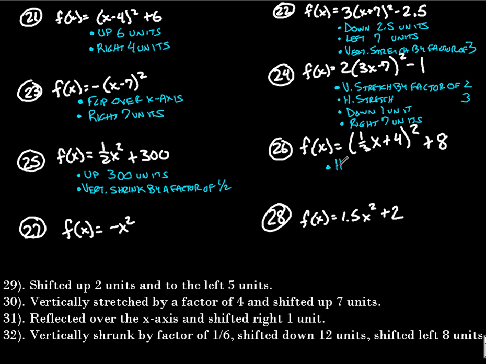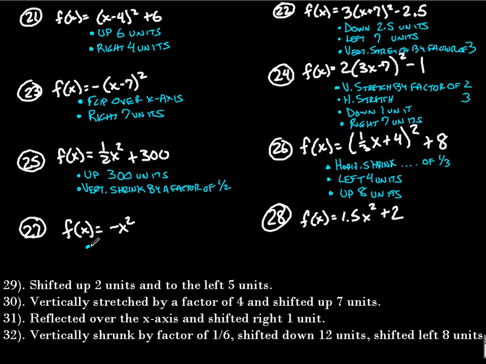Number 26, let's start with this shrinking here. We have another fraction. This is going to be a horizontal shrink, and it's going to be by a factor of 1/3. I have a plus 4 on the inside. That means I'm shifting left that many units, so left 4 units, and I'm shifting up 8 units for the outside. Remember, when we do the inside, it's always backwards of what you would think. Instead of this being right like you might think for a number line, you're actually doing the opposite. You're going to be going down.